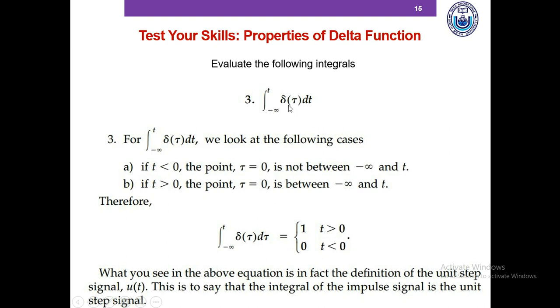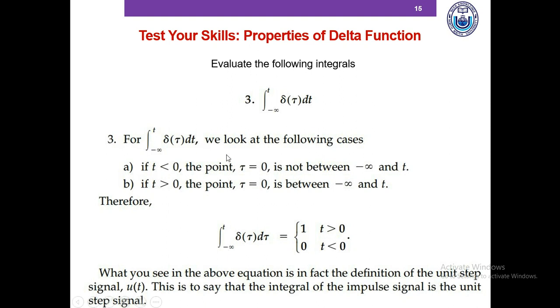So if t is a negative number, remember that the delta function, for delta tau, is located at tau equals 0. And if t is a negative number, 0 is not included in this range. So let's say t is minus 5. Then the limit of integral minus infinity to minus 5 does not contain the impulse function, which means according to the sifting property, the output will be 0 for t less than 0.